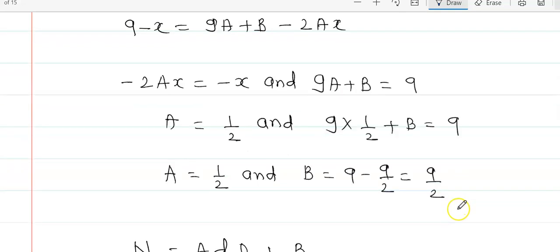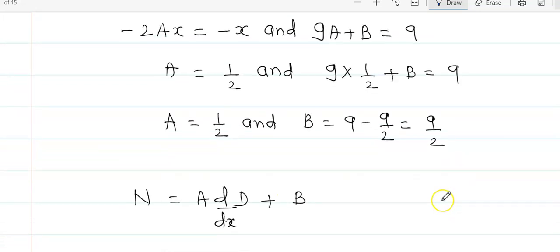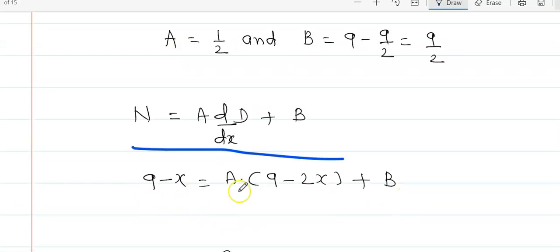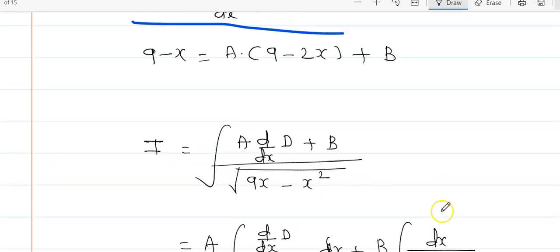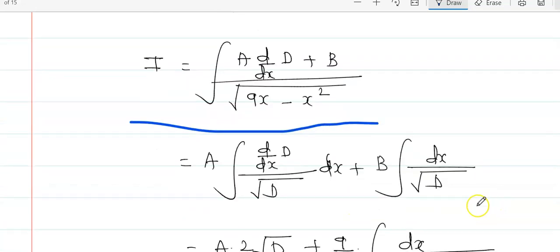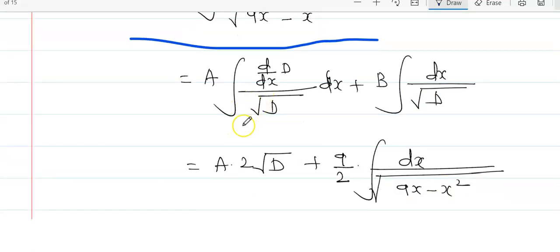Substitute the value of a, you will get the value of b is 9 by 2. Therefore, numerator is equals to a into derivative of the denominator plus b: 9 minus x is a into its derivative 9 minus 2x plus b. I is equals to this integral, and then separate this, then you will get the integral of this is 2 times root of d plus 9 by 2, and we will find out the integration of this separately.